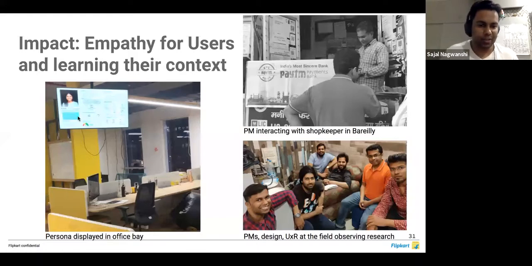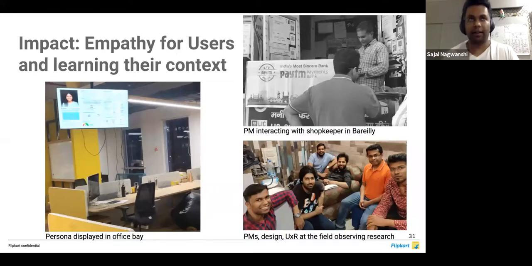What you see displayed over here is a TV, and this is the place where all the product folks used to sit, designers, product managers, data analysts, and everyone. So what started happening was that when anyone would walk by this particular bay, they would ask, hey, who's this? And everyone would tell the story that, hey, this is Preeti, this is whom we are building the product for. And Preeti would like to have this kind of a feature, she would use it this way, and so on. So they knew exactly who to build for.